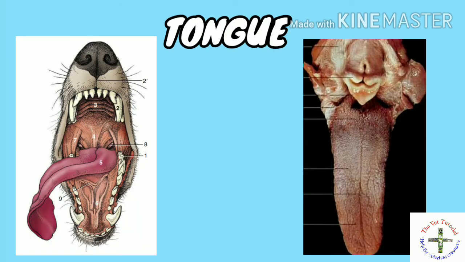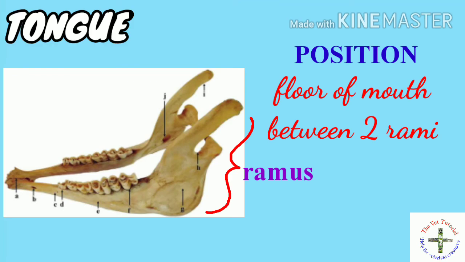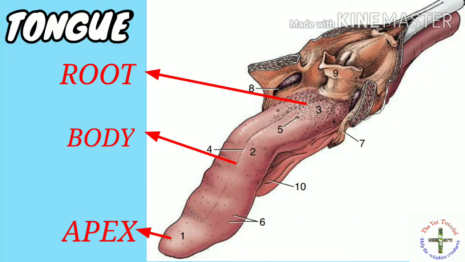It is highly movable and muscular structure. It occupies the greater part of the oral cavity, and it also extends into the oropharynx. Function of tongue is prehension, which means to grasp or hold something. Second is mastication, which means chewing. Third is deglutition, which means process of swallowing. Fourth is taste, and lastly it plays very important role in speech. It is present on the floor of the mouth between 2 rami. Then it has 3 parts: root, body and apex.